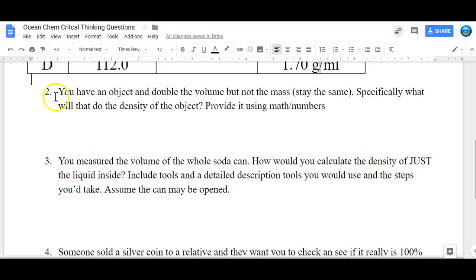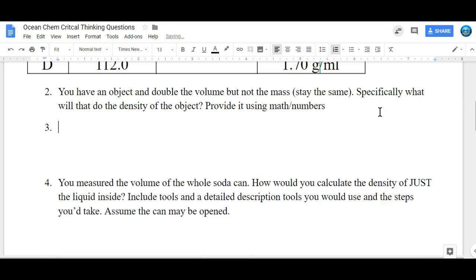All right, what about this one? You have an object and double the volume, but not the mass. Okay, so the mass stays the same. Specifically, what's going to happen to the density? So again, I would just play with some numbers here. I would take something like 4 divided by 4 equals 1 gram per mL.